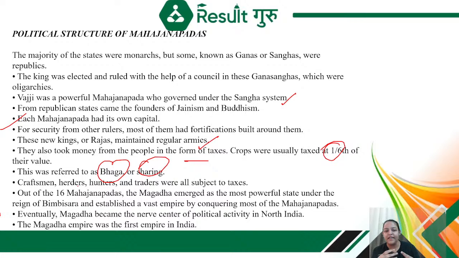Okay? Out of the 16 Mahajanapadas, Magadh emerged as the most powerful Mahajanapada. Okay? Why it happened, that I will tell you. And it was the most powerful under the rule of Bimbisara and established a vast empire by conquering most of the Mahajanapadas, which we'll get to know about in detail when we start doing the modern empire. Eventually, Magadh became the center of political activity in North India with the coming in of the Mauryas particularly. All right, and Magadh was the first empire in India. Please remember this point, that which was the first empire in India? Magadh was the first empire in India.